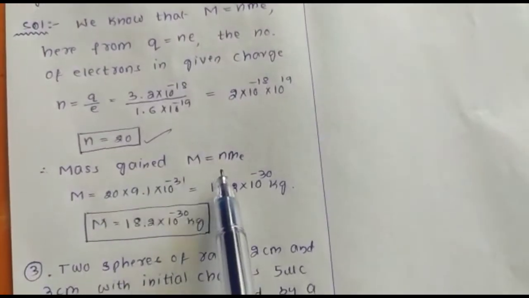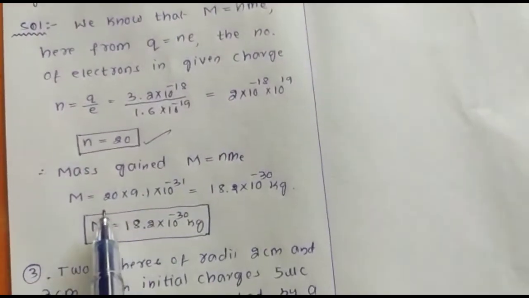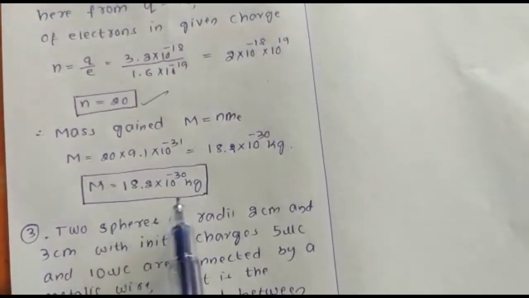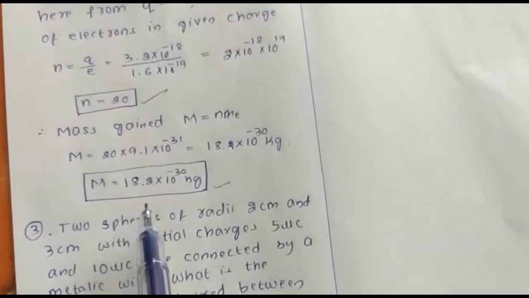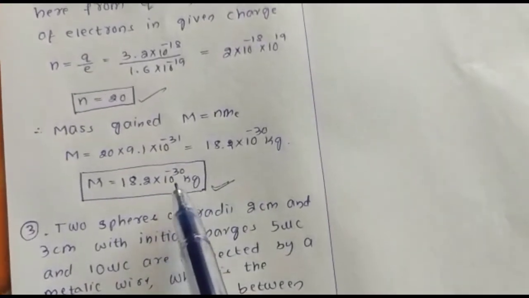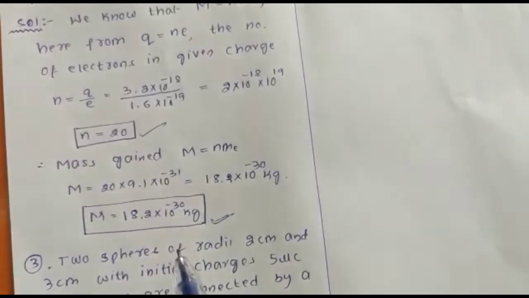Now in the formula, substitute the given values. Mass gained m is equal to n into me. Therefore now m is equal to 20 into 9.1, you will get the answer. The mass gained by the body is 18.2 into 10 power minus 30 kg. Of course, due to this minus 30 power kg it is very small, and of course we can neglect this value also.